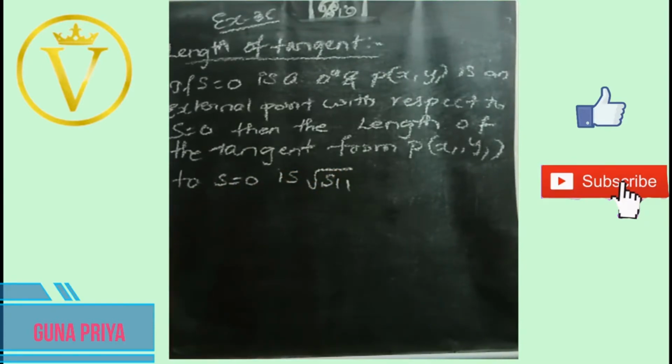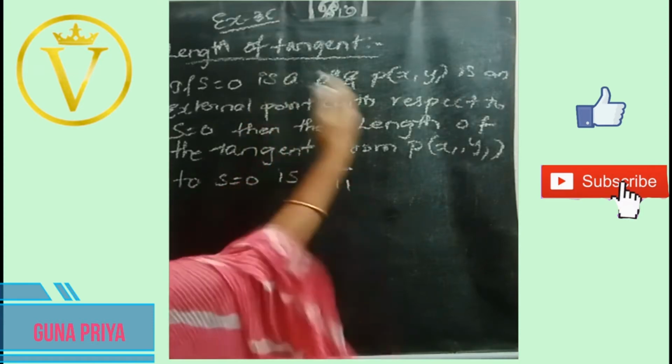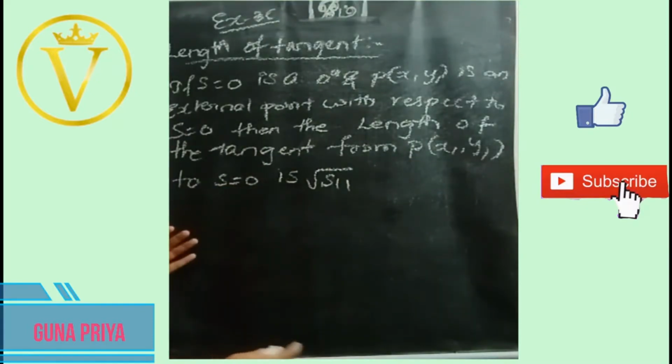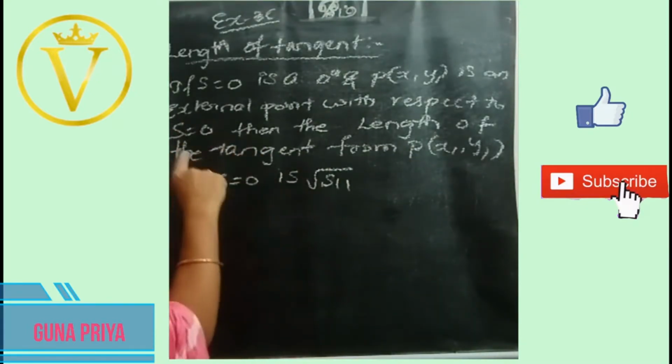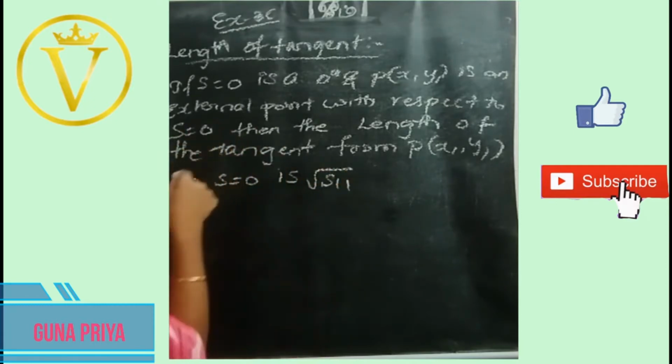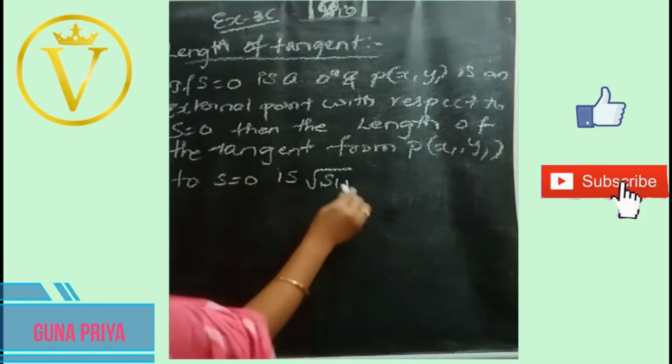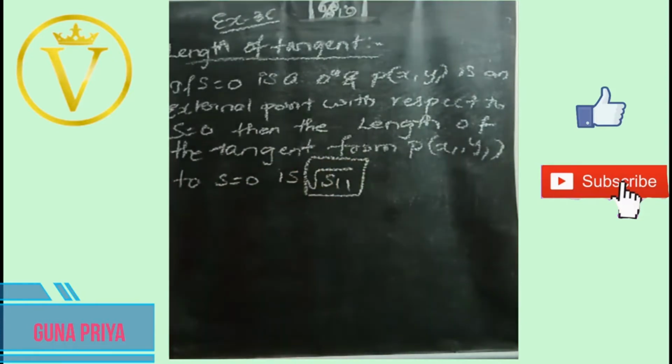So what is it? The length of the tangent: if the circle equation S equals 0 is a circle and they have given a point P, that means x1, y1 is an external point. In that expression they have given it is an external point with respect to S equals 0. Then the length of the tangent from P to S equals 0 is given by this formula, root of S11. Next we will go for the exercise and solve the problems.